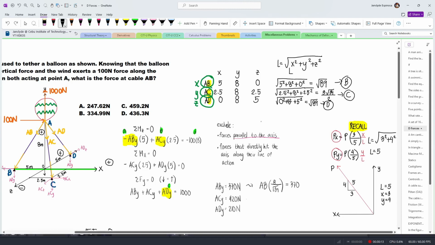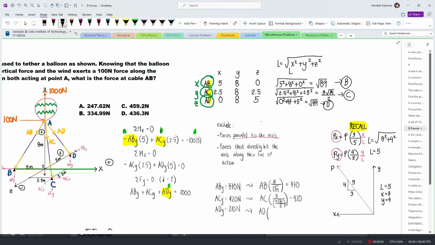And then for the second one, we have AC multiplied by the y component, which is 8, divided by this value, 3 square root of 34 divided by 2. This is going to equal 420. And then for the last one, we have AD multiplied by the y component, which is 8, divided by the length, which is square root of 89. This will equal 210 newtons.